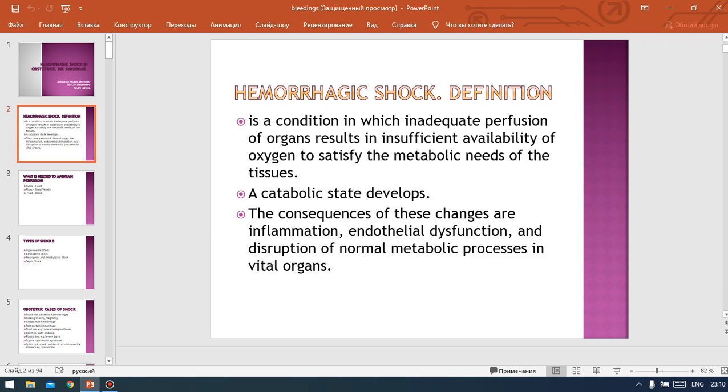It is a condition in which inadequate perfusion of organs results in insufficient availability of oxygen to satisfy the metabolic needs of the tissues. Second, a catabolic state develops, and the consequences of this change are inflammation, endothelial dysfunction, and disruption of normal metabolic processes in vital organs.